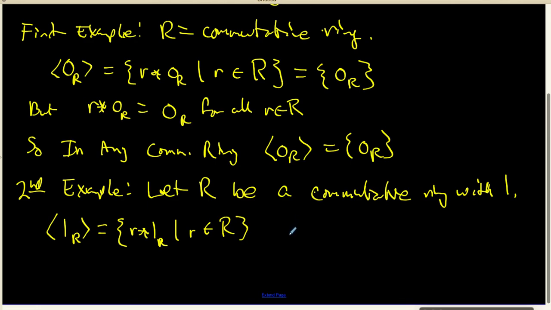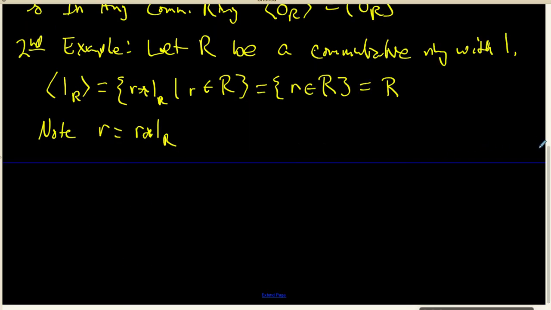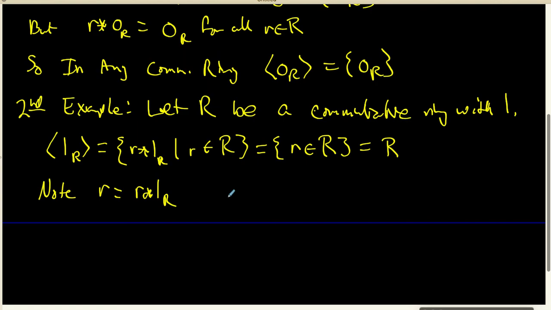But if we think about it, I know that R is actually equal to R times 1, and so this set is nothing more than all of the R's inside the ring itself. In other words, the principal ideal generated by the multiplicative identity is always going to be the ring itself, and that's also worth writing down as a fact.